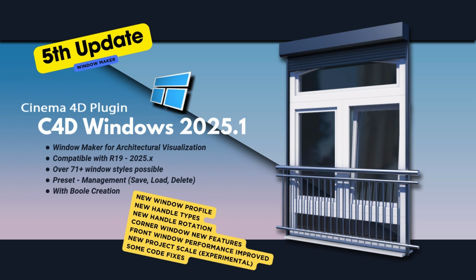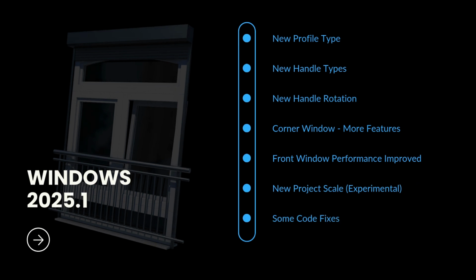So the Windows plugin is a procedural window maker for Cinema 4D. And let's head over to this figure here. Here we can see all the new functionalities.